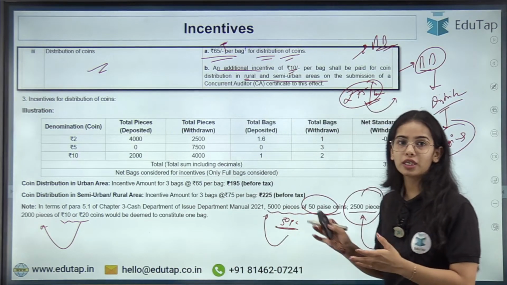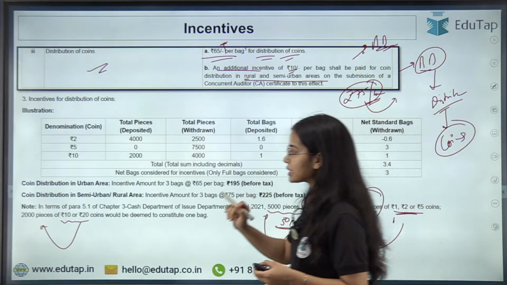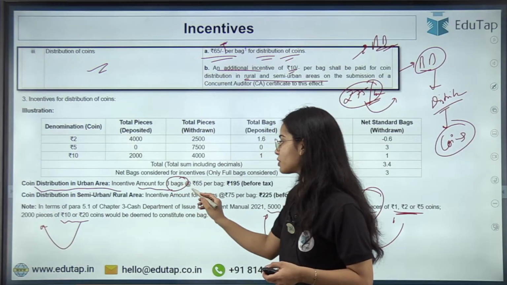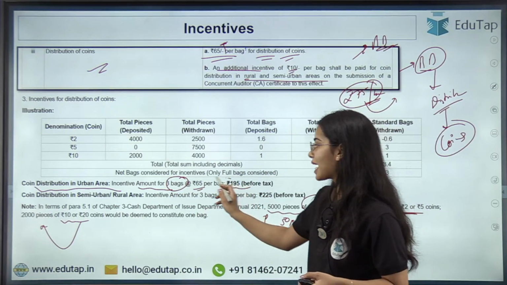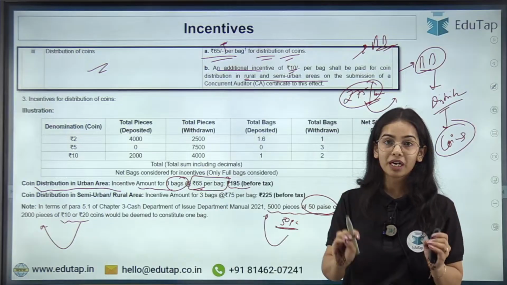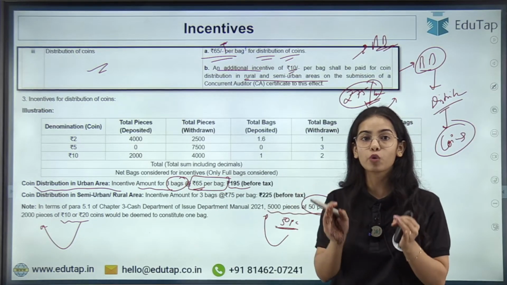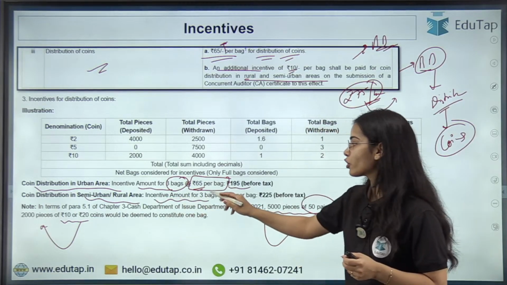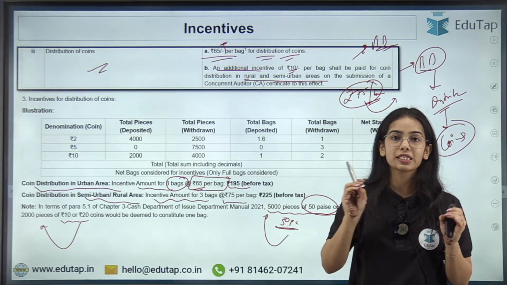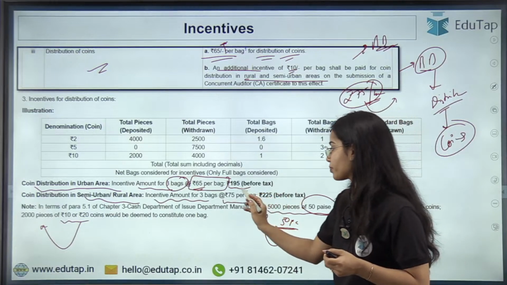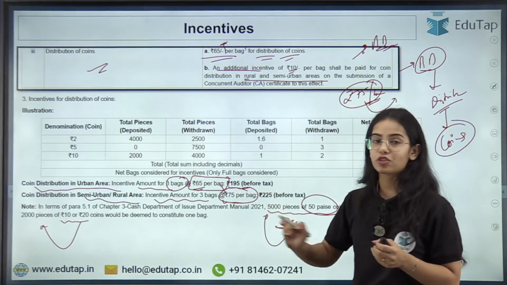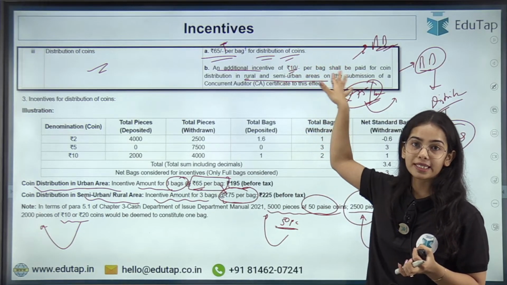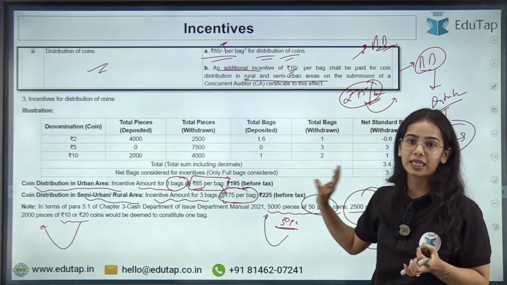Okay, any confusion here? So I hope this is very much clear. So you can see that for coin distribution in the urban area, the incentive amount for 3 bags will be 195, that is at the rate of 65 per bag. But if we are talking about the distribution of coins in the rural or semi-urban area, the incentive amount for 3 bags will be at the rate of rupees 75 per bag. So this extra, an additional incentive of rupees 10 per bag, is the extra incentive that is given.